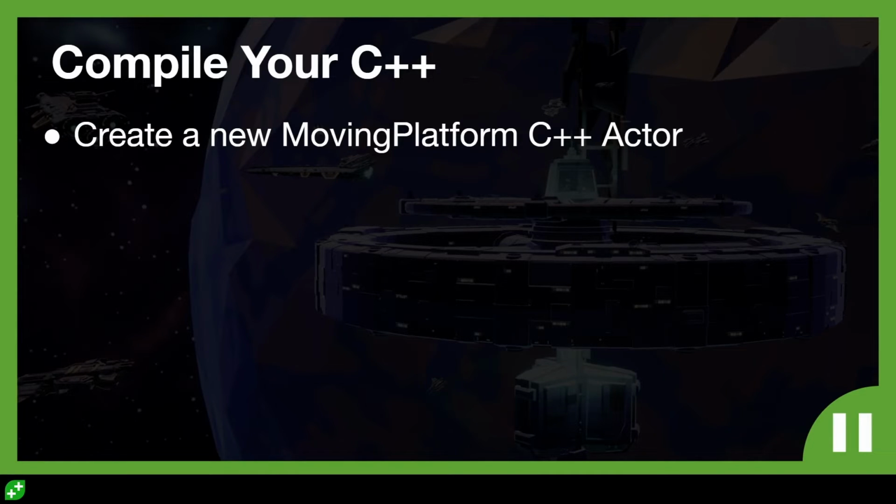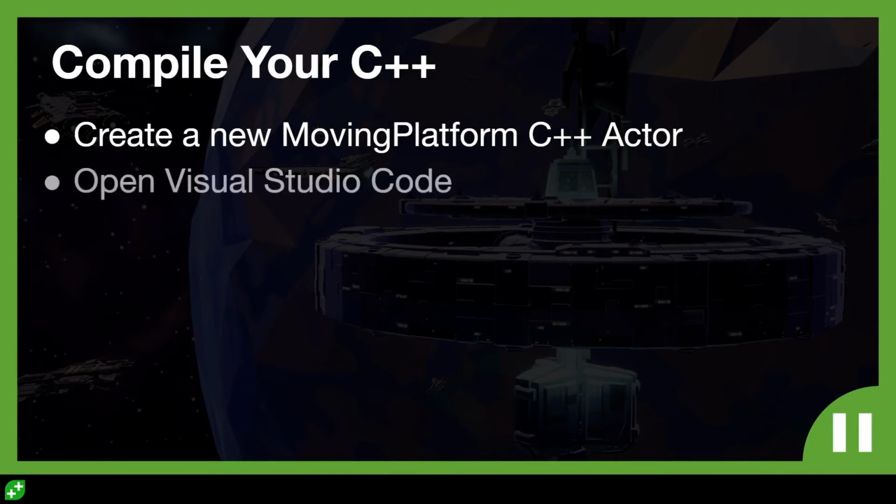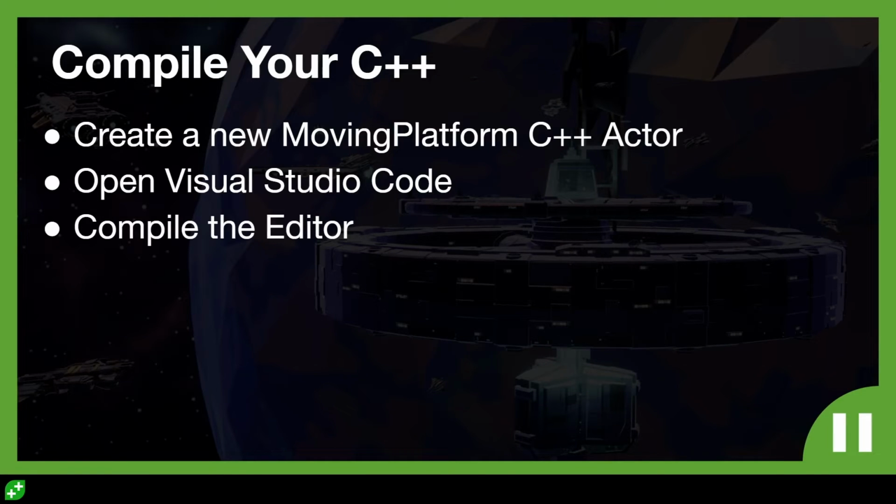Remember to switch over from Visual Studio or Xcode to Visual Studio Code in the editor preferences. Open up Visual Studio Code. I've shown you a number of ways that you can open up the Visual Studio Code project. Then compile the editor, again using that Run Build Task, and have a look at the terminal. And when that's finished, you're going to relaunch the project.